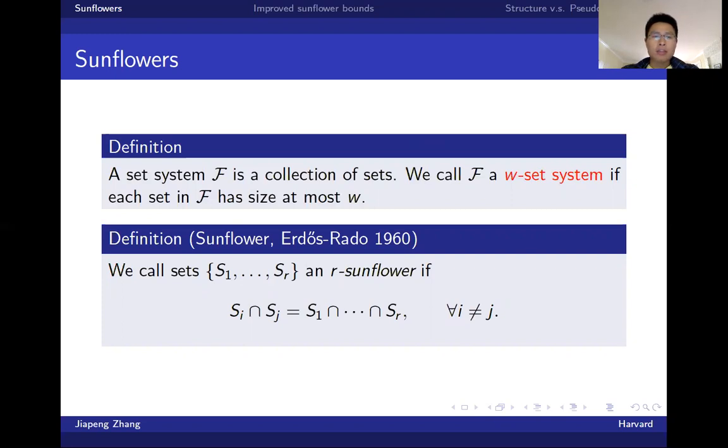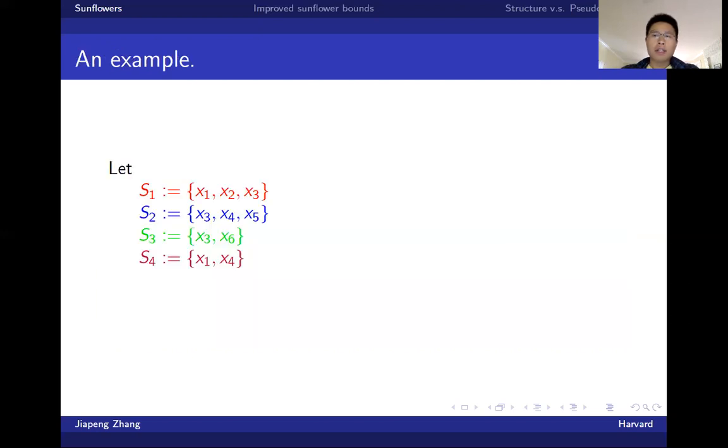Okay, so this structure was introduced by Erdős and Rado in 1960, and in their original paper, they called it a delta system. So this is the original name, and the name sunflower was introduced by Deza and Frankl in 1981.